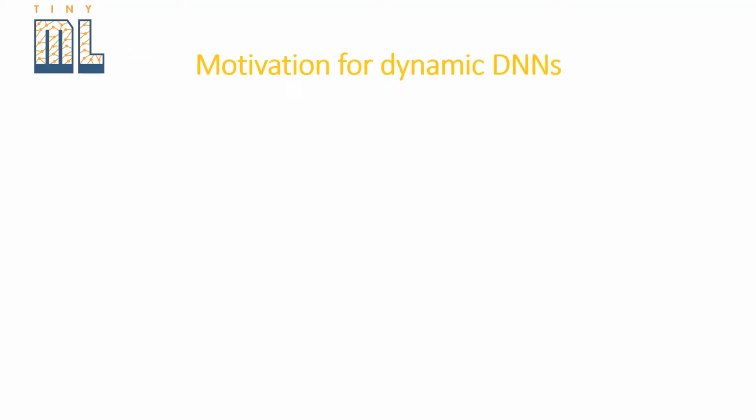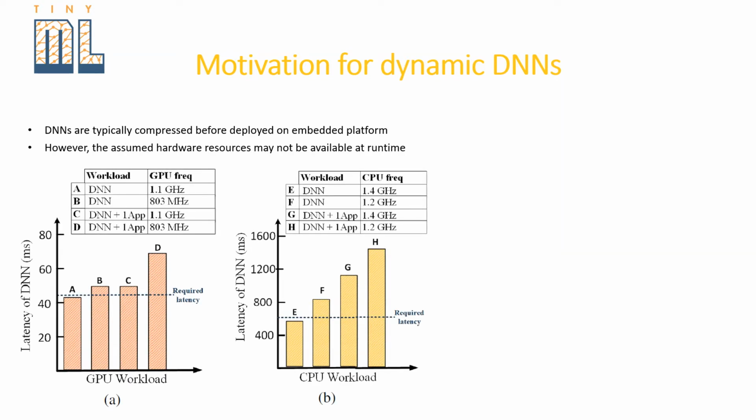First, let me give you some background. Deep neural networks are typically compressed before deployment on embedded platforms because they are very computationally intensive for such platforms. However, the assumed hardware resources at design time may not be available at runtime. Model compression is a trade-off between accuracy and latency, so we don't want to over-compress the model.